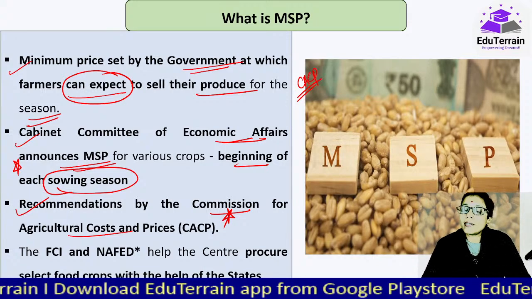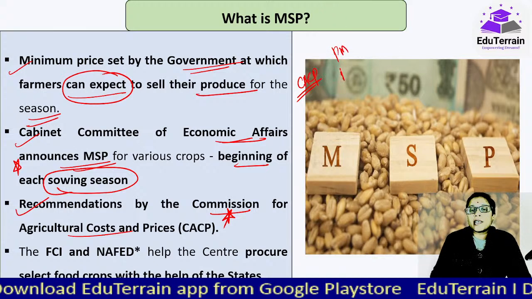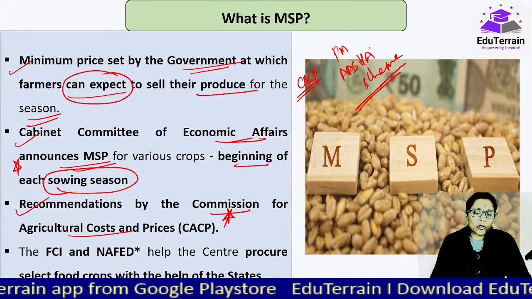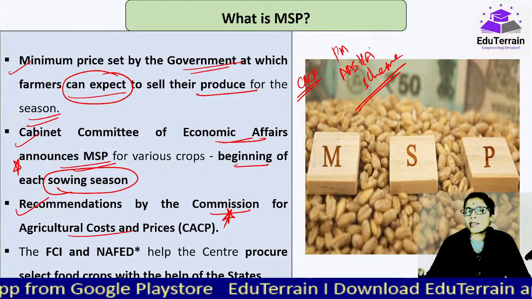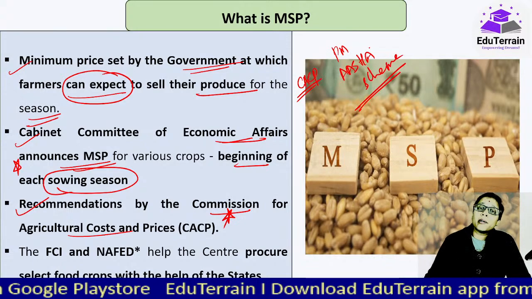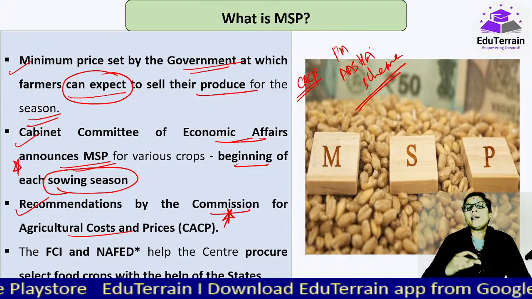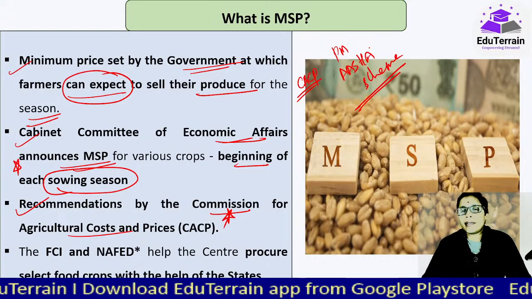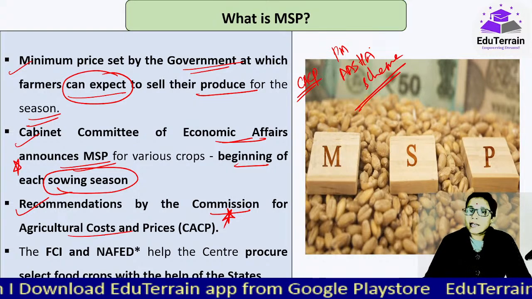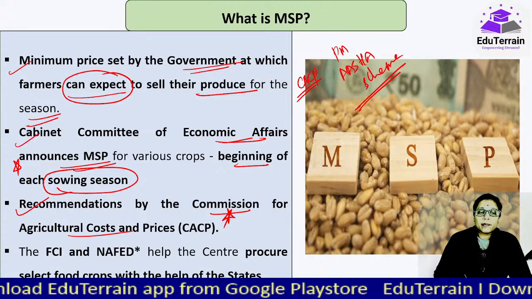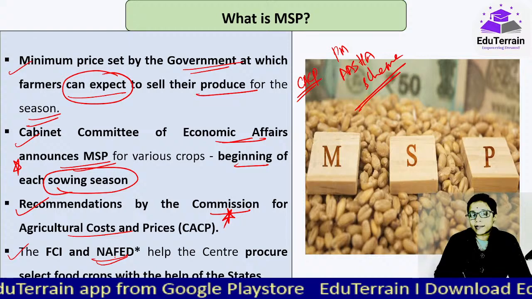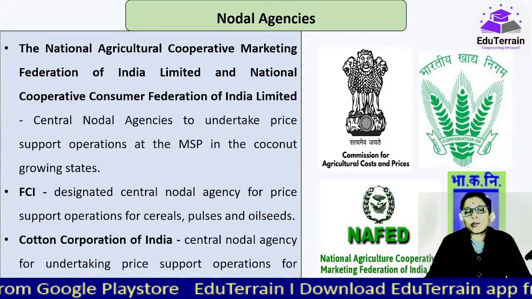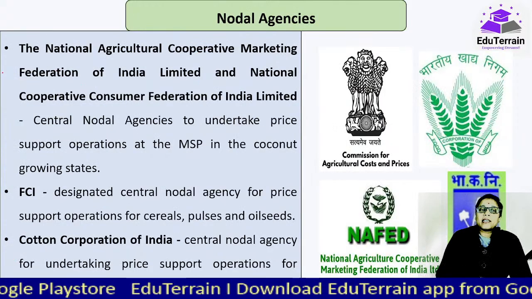This we have already discussed in yesterday's session: the PM-AASHA scheme is one. It is a scheme wherein they look into procurement, whether physical procurement, or just paying the differential amount between the market price and the MSP, or prodding private stockists to purchase from the farmers at MSP. All that we discussed in yesterday's session. Here we'll be looking into what exactly MSP is. FCI and NAFED are the ones that help the Centre procure select food crops with the help of state procurement agencies. This we have discussed today also.